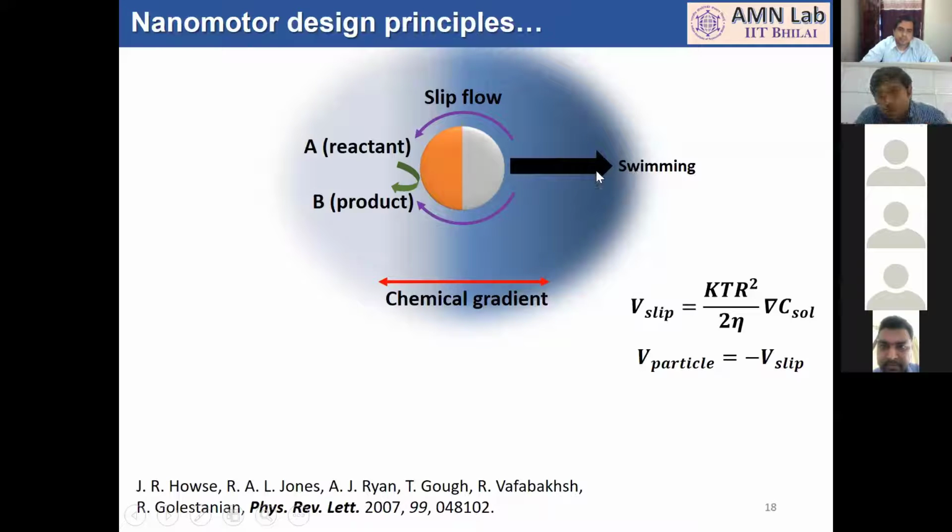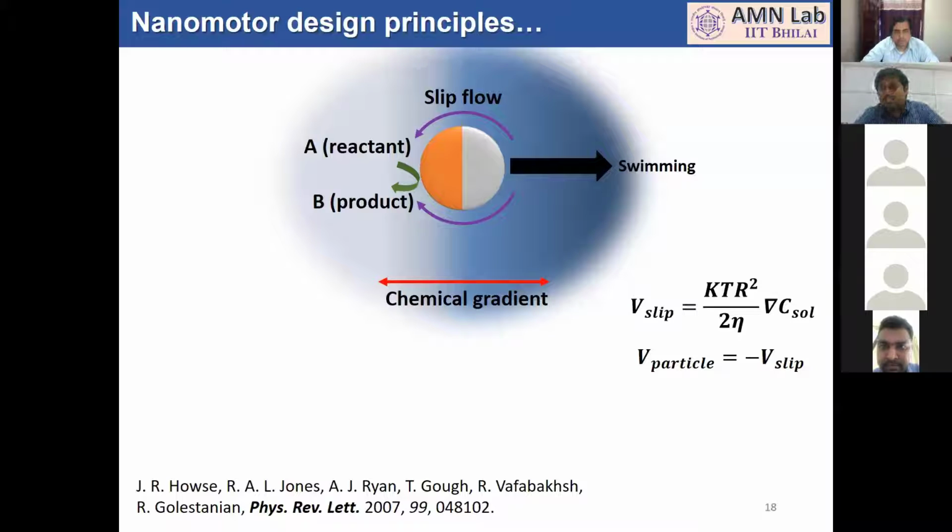Now, if the size of the particle is in the nanometer range, then you can obviously call it a nanomotor, because it can move itself in the medium and it is in the nanoscale. So this is how we design the nanomotors. Experimental work on nanomotors started somewhere around 2007. It's not very old.